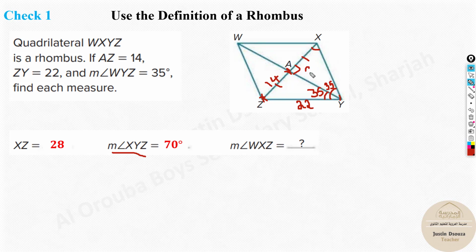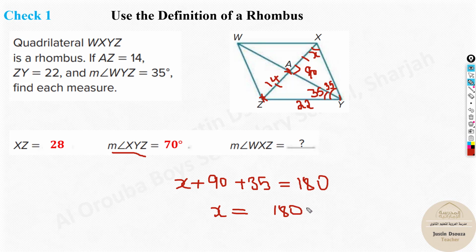We know this is 35, this is 90, and the total is 180. So this is the unknown x value, right? Let's solve. x plus 90 plus 35 must be equal to 180. So it will be x equals 180 minus 90 minus 35. You can do it in the calculator. It's negative 125.